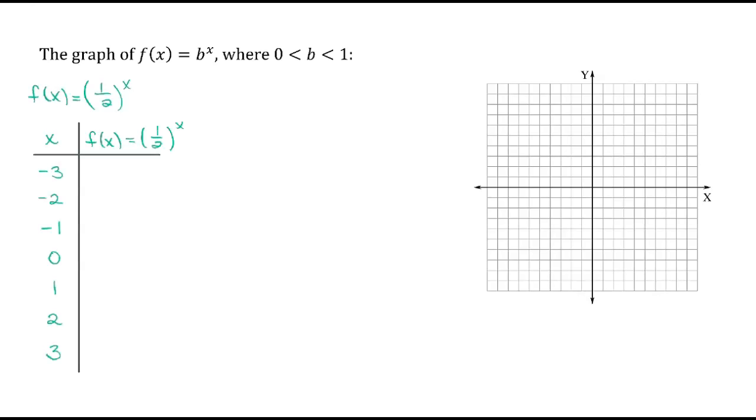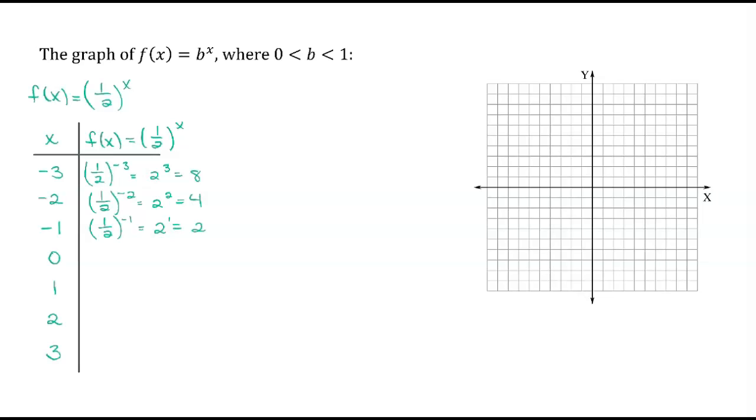When x is equal to -3, we have 1/2 raised to the exponent of -3. This is equivalent to the reciprocal of 1/2 cubed, or simply 2 cubed, or 8. When x is equal to -2, we have 1/2 raised to the exponent of -2. And finding the reciprocal of 1/2, we have 2 squared, or 4. When x is equal to -1, we have 1/2 raised to the exponent of -1. That's the reciprocal of 1/2, or 2 to the first, which is 2.